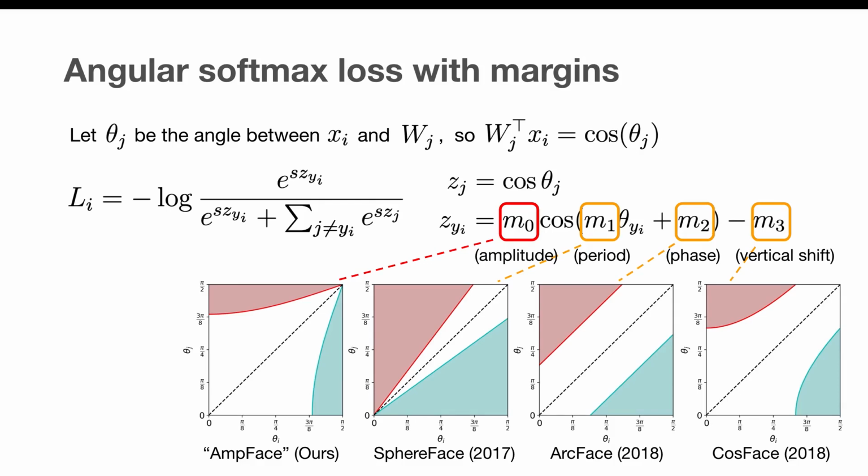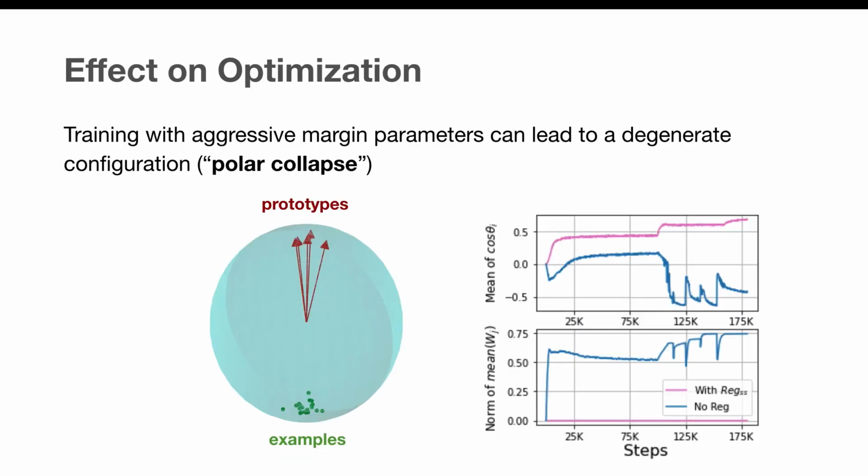This begs the question of how an amplitude parameter would result in better model performance compared to the other margin formulations. In studying so, we notice that aggressive values of this multiplicative margin would lead to local minima of the loss that correspond to degenerate configurations, which we call polar collapse, a phenomenon where all the prototypes converge to a single point in the hypersphere, and all the feature vectors corresponding to the images converge to the antipodal point in the hypersphere.